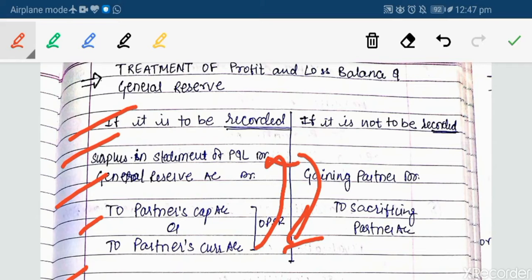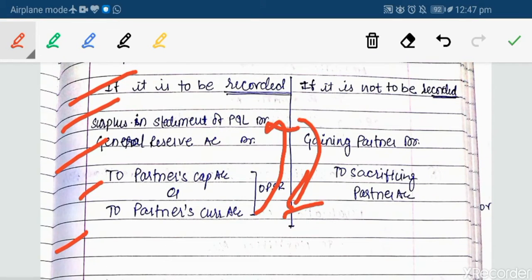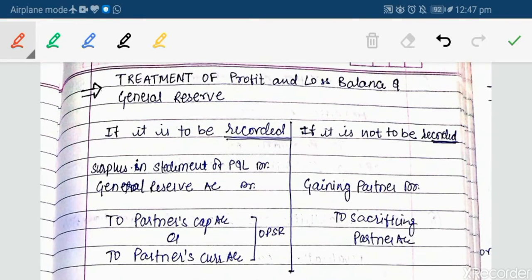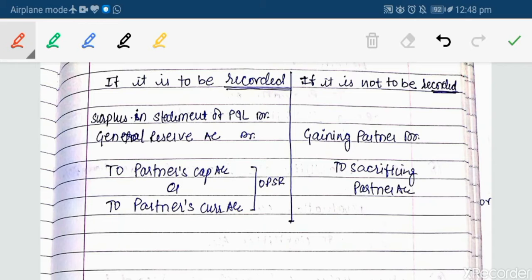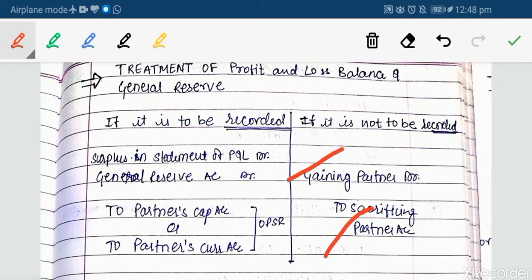Okay, if it is not to be recorded, then what to do? That simply means the same value is going to appear in the balance sheet even after the reconstitution of the balance sheet. So in that case we have to find out the gaining ratio and sacrificing ratio of the partners, and we have to sum up the exact values, and then the share of the gaining partner and the sacrificing partner, and we will pass the entry: gaining partners capital account debit to sacrificing partners capital account. This entry will be passed.